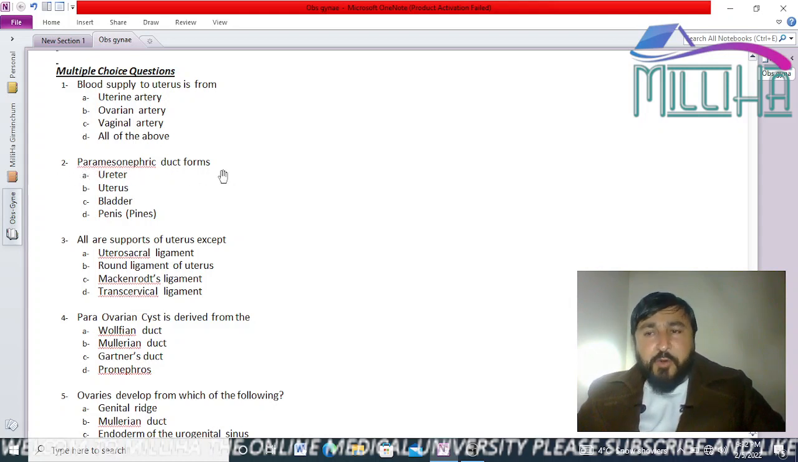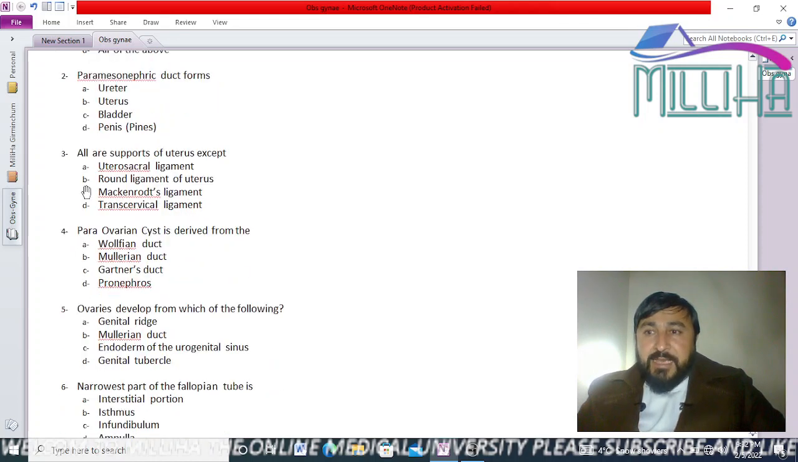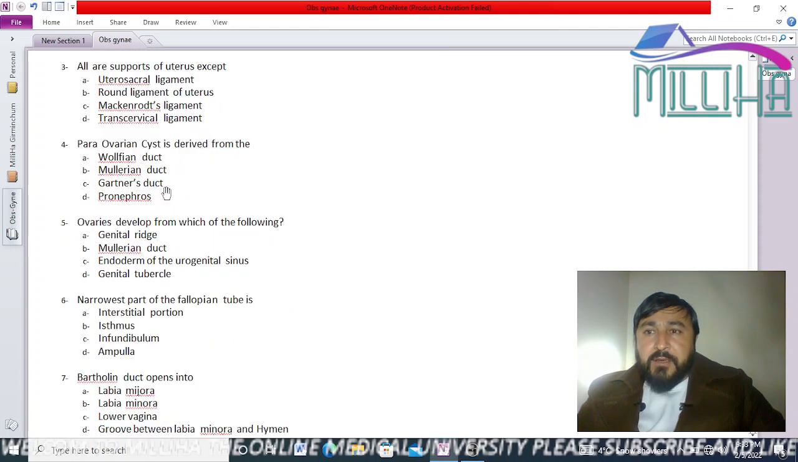The paramesonephric duct is the Mullerian duct, and it forms the uterus. Don't be confused between the ureter and uterus. Ureter is about urination and uterus is about female reproduction. So the answer is uterus. Next, question number 3. All are supports of the uterus except the round ligament. I told you the round ligament is 0, so it's not a support.